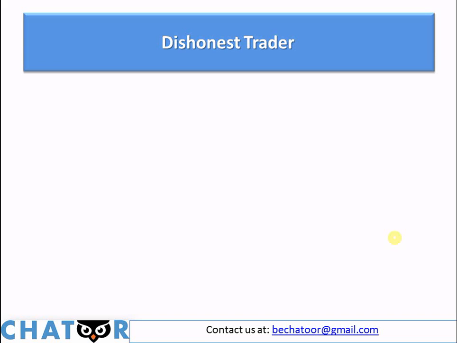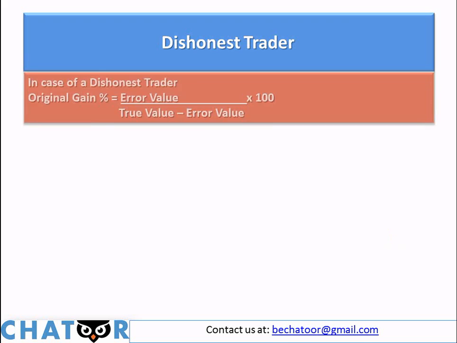There are also going to be sums based on dishonest traders at times. These are interesting concepts. You won't find too many sums on these, but it doesn't hurt knowing this concept. In case of a dishonest trader, these sums normally go by the first sentence saying that a dealer or a trader sells or claims to sell his goods at cost price, and then he uses wrong weights to gain or to cheat the customers.